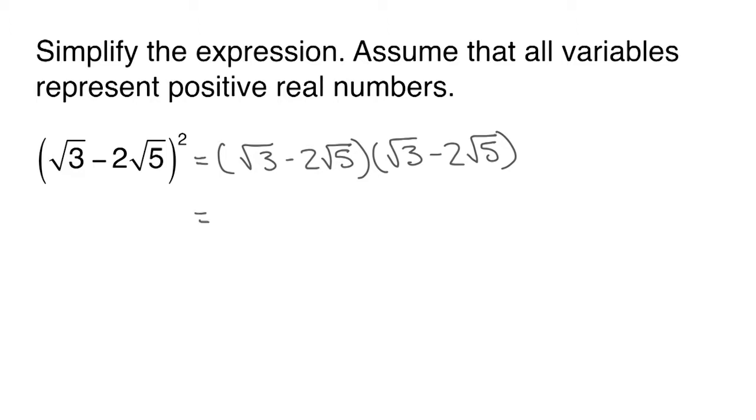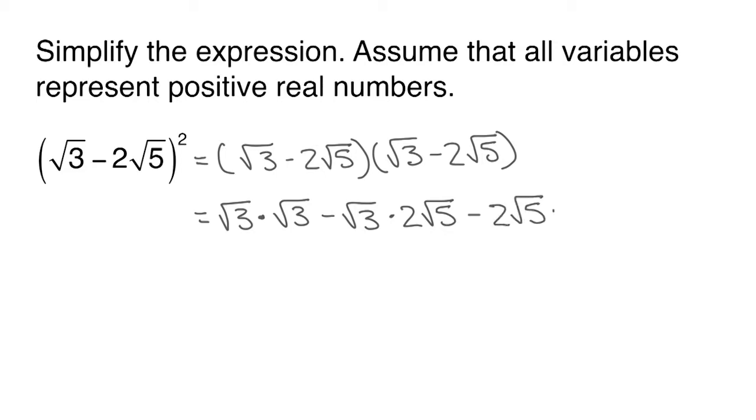The product of the first terms is the square root of 3 times the square root of 3. The product of the outside terms is minus the square root of 3 times 2 times the square root of 5. The product of the inside terms is minus 2 times the square root of 5 times the square root of 3. And the product of the final terms is plus 4 times the square root of 5 times the square root of 5, which is 5.